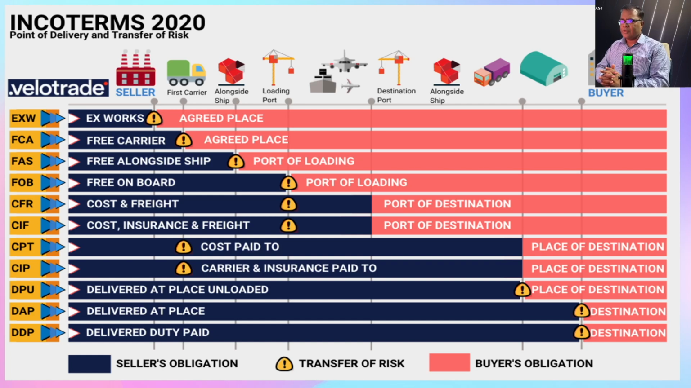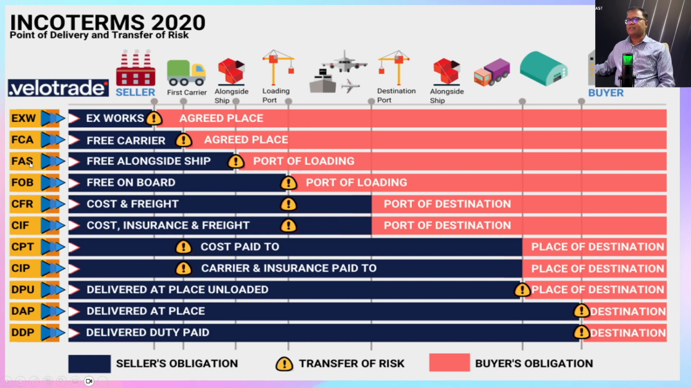The other term, if you can see, FCA, is Free Carrier. In this term you agree to take delivery at an agreed place. If you look at the chart, here in Ex Works the delivery is taken from the factory of the seller. But in the FCA Incoterm, the delivery is taken at an agreed place between buyer and seller. So the seller transports the goods up to the place of agreement.